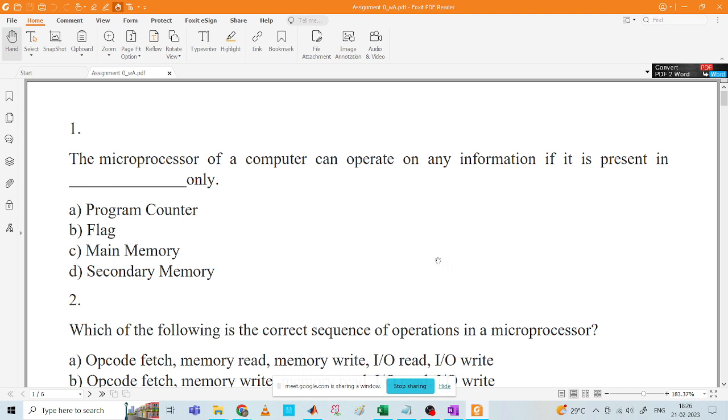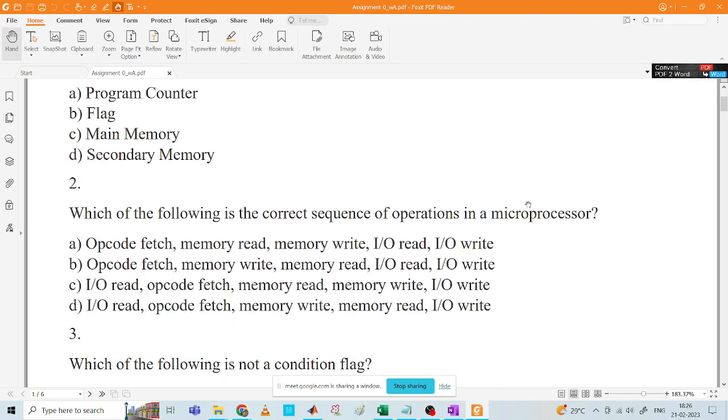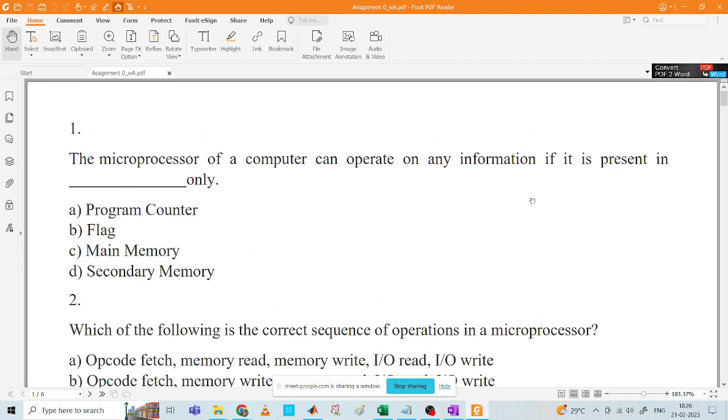Can you see the screen? Yes, sir. Okay. So can you start doing the questions? I mean, for example, what will be the answer of the first question?